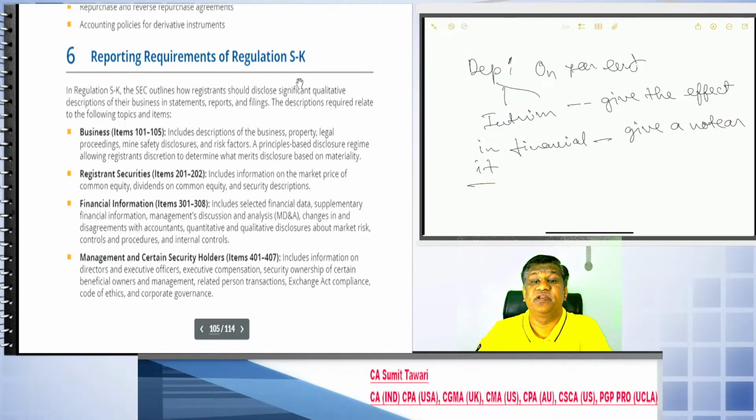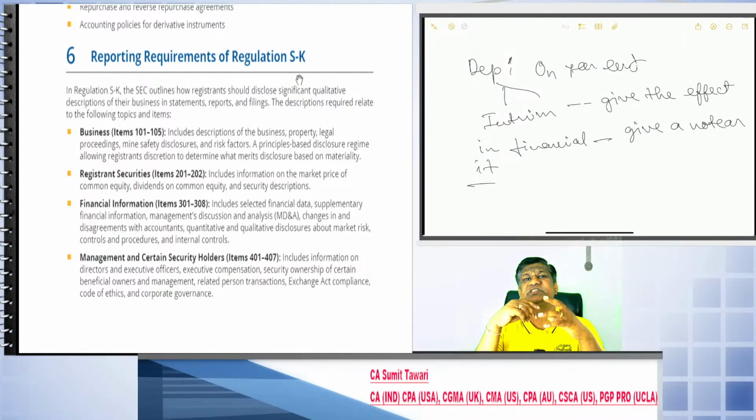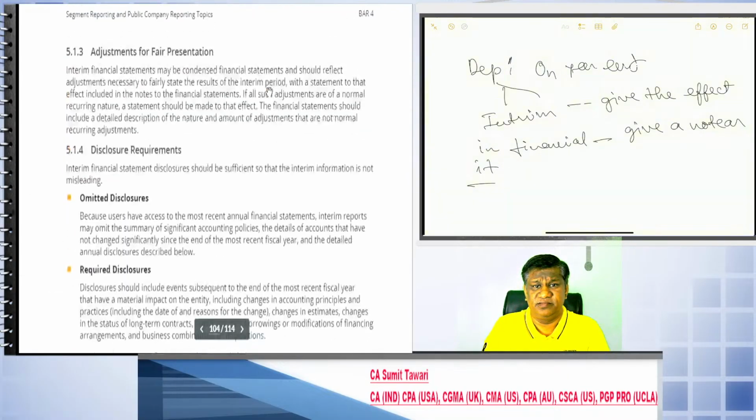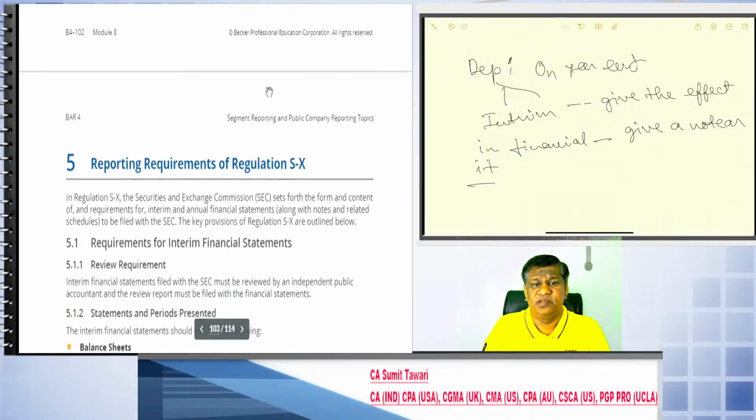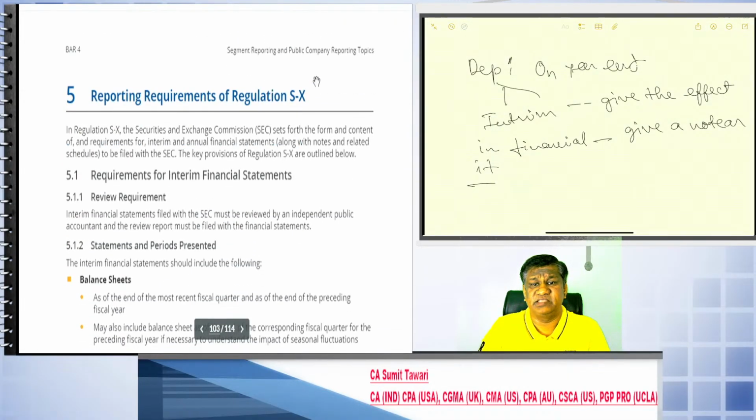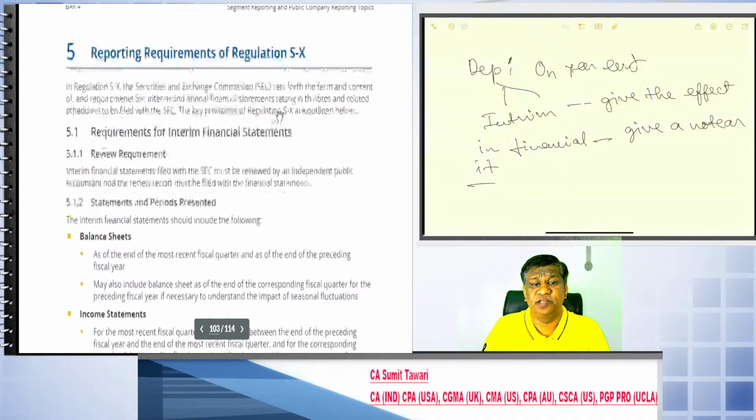Reporting requirements of Regulation S-K. So business, item 101, 105. So these are basically what happened, means some ad hoc disclosure you need to give. Okay, some ad hoc disclosure means if there is a change in management, you need to give those disclosures in the Form 8-K. Okay, so like S-X is basically related to the interim.